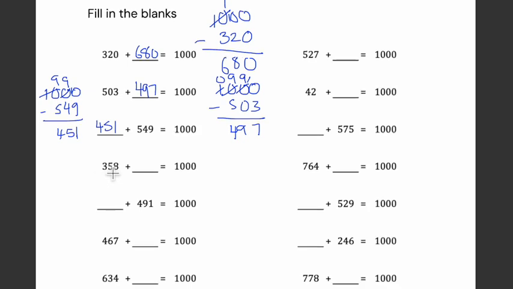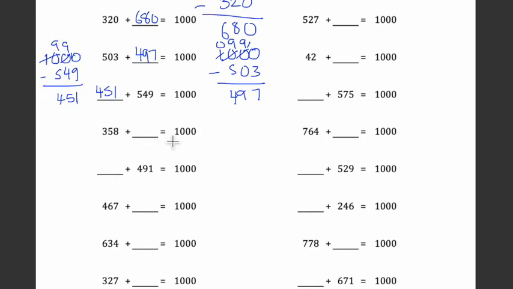So for the next problem, we have 358 plus blank equals 1000. We'll use the same thing. 1000 minus 358. Take a 10, so this becomes a 9. 9. This becomes a 0. 10 minus 8 is 2. 9 minus 5 is 4. 9 minus 3 is 6. And our answer is 642.